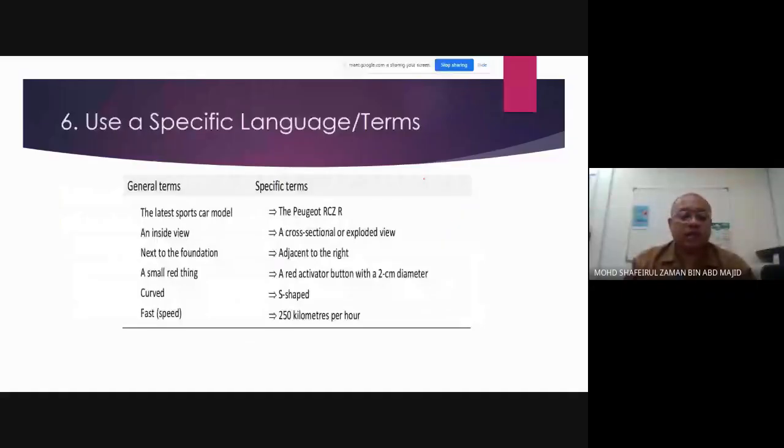Instead of saying that the car can go very fast, you're going to explain in detail that the car can be driven up to 250 kilometers per hour. So you have to be very specific.